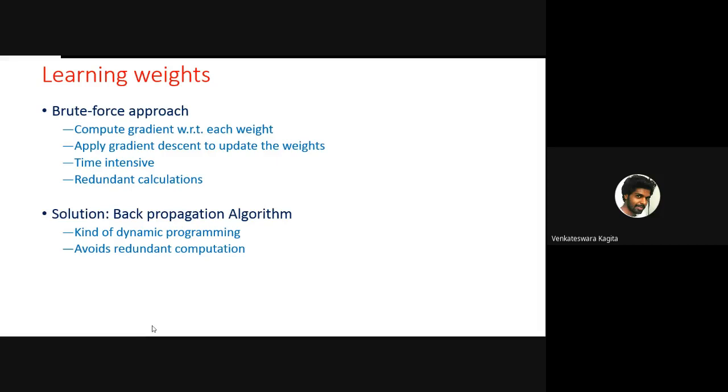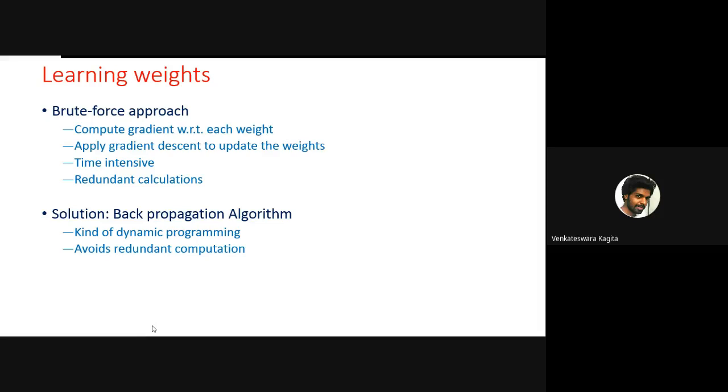You may be calculating the same thing again and again. Okay, so that is why we have a solution called a backpropagation algorithm. In backpropagation algorithm, we avoid redundant computations. We don't compute the same quantity again and again. Once we compute, we store it in a table. It's a kind of dynamic programming.